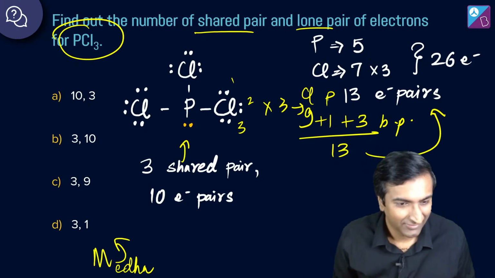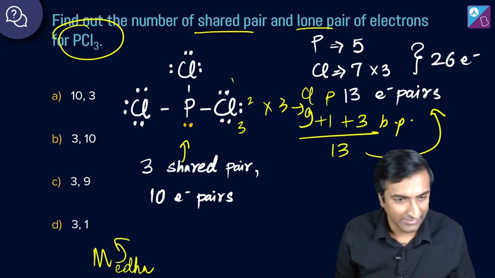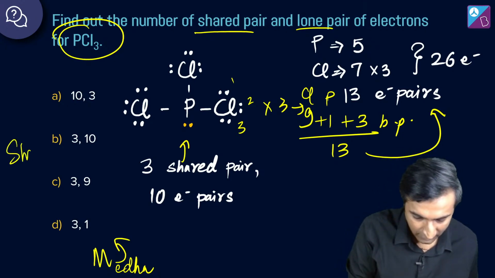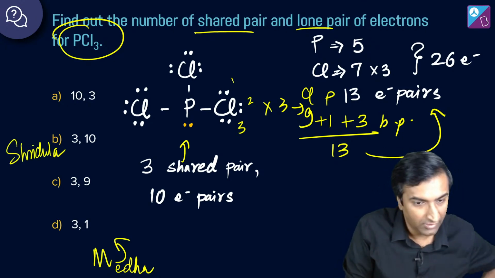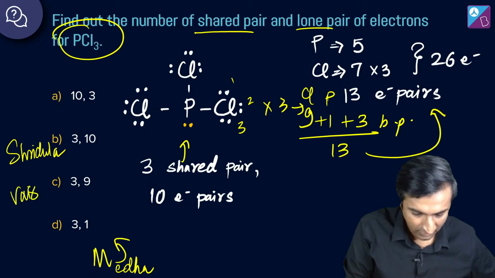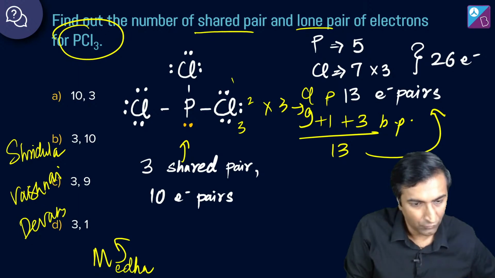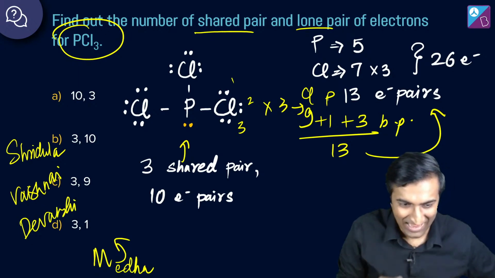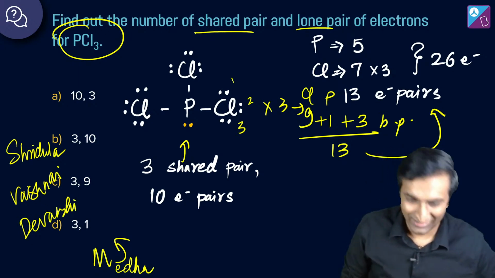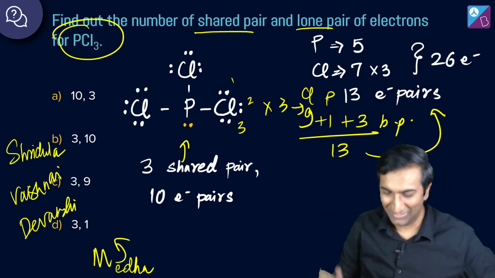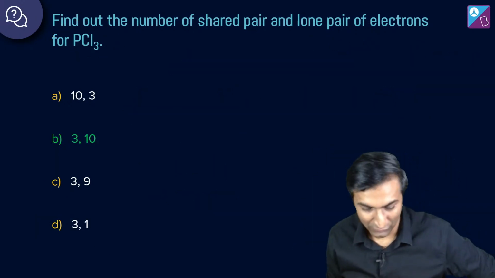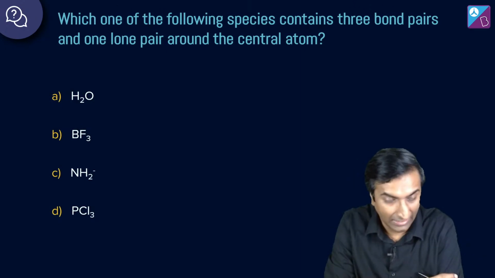Okay, all right, good try, but you did it a bit too quickly. Shridula, absolutely right, what you're saying is good. Vaishnavi as well, excellent work there. Yeah, Devanshi, sweet. It's okay. Yes, that's why I highlighted PCl3. Look, I highlighted the 3 and 10 of PCl3 in yellow at the top. Let's look at the next question. Try this one, okay?